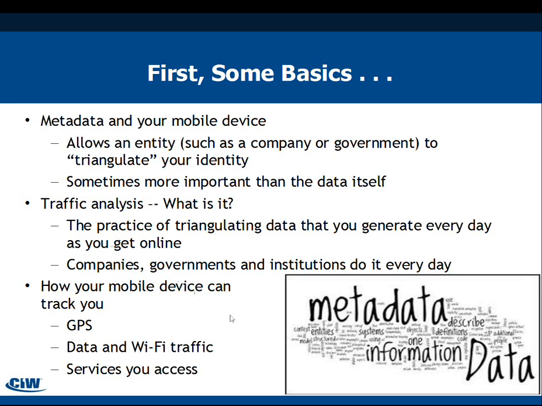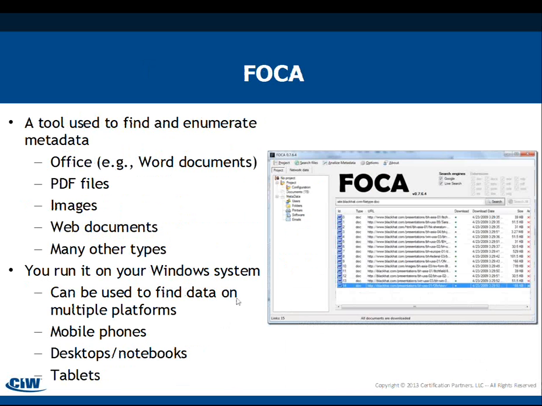So the reason I'm talking about what metadata is, is to give you an understanding of it. Your mobile device can track you. It doesn't have to. You can turn those things off. But it can track you via GPS, through your data traffic that you generate, and Wi-Fi traffic, both through cell phones and your cell phone provider as well as your Wi-Fi provider, and any services that you access. Well, there are tools that make it possible for you or anybody to grab a hold of this data on your phone or on your computer and analyze it, to enumerate metadata or analyze it.